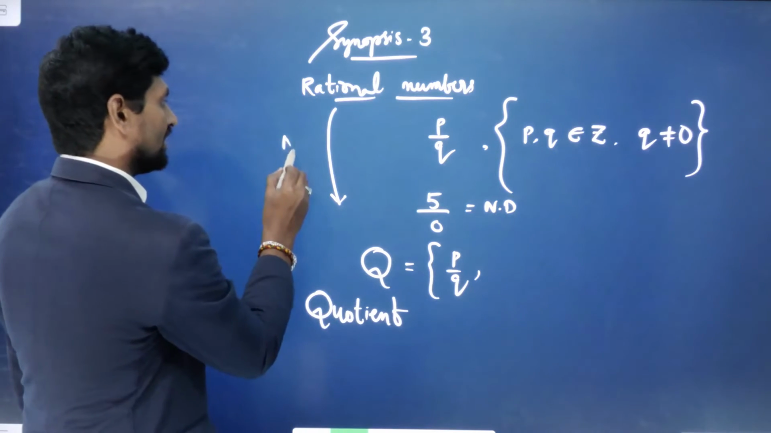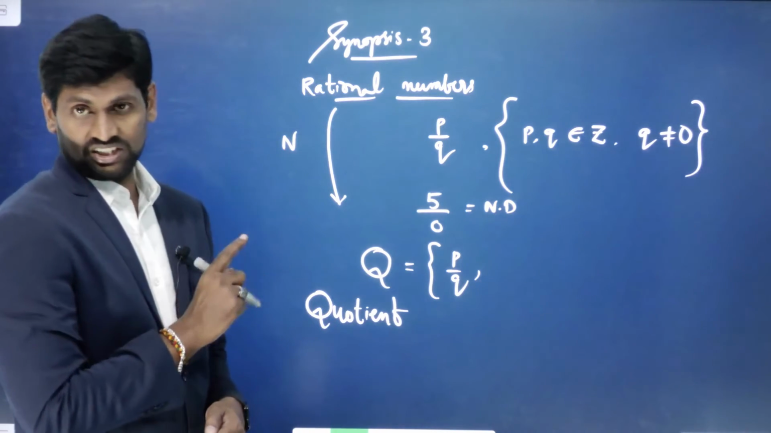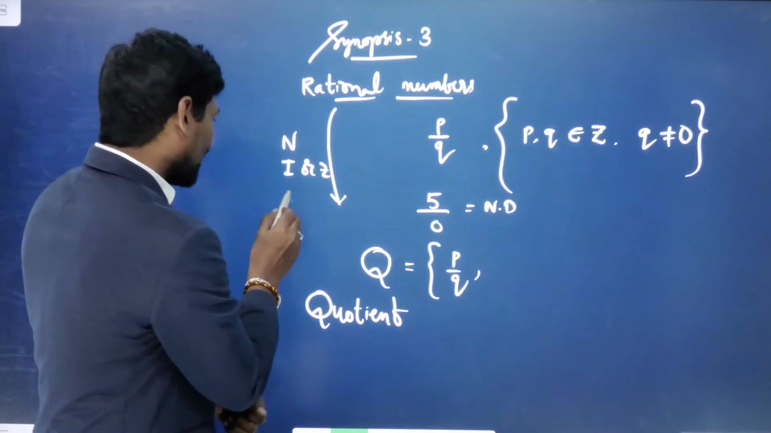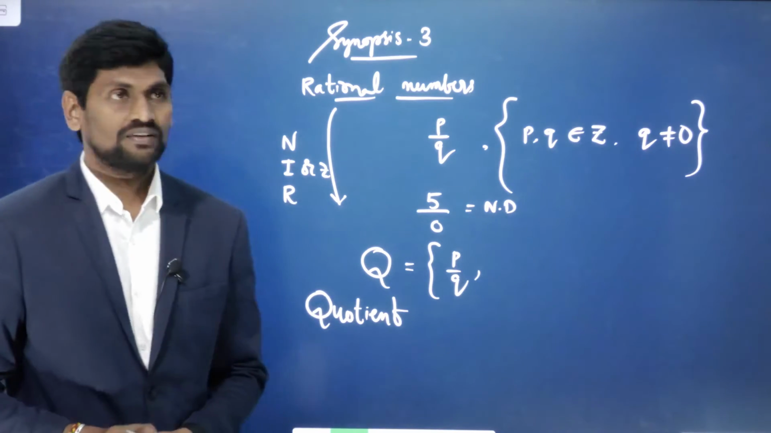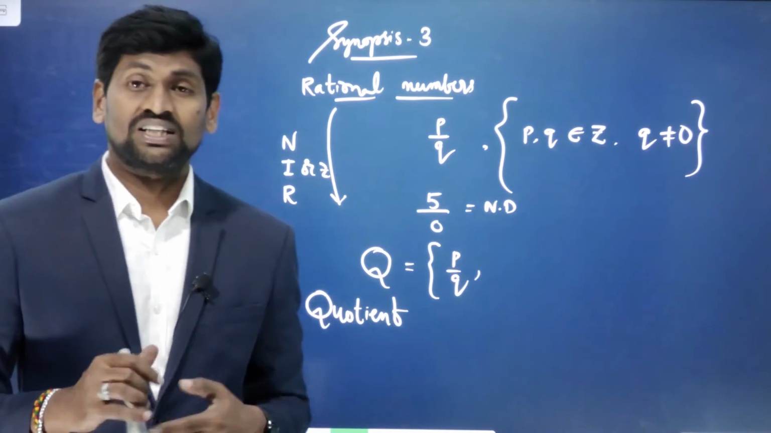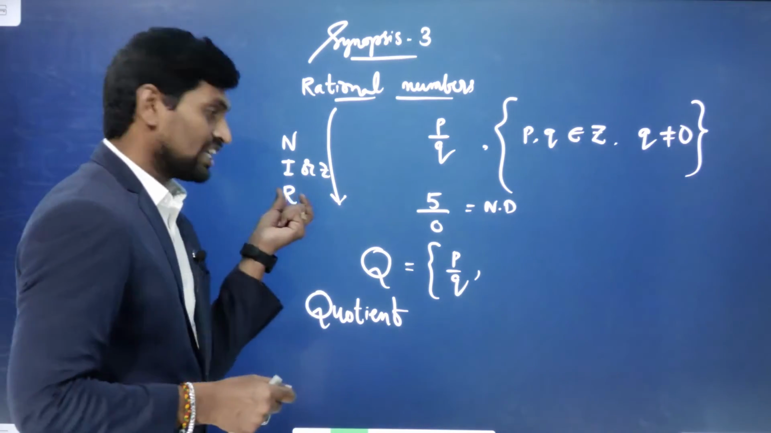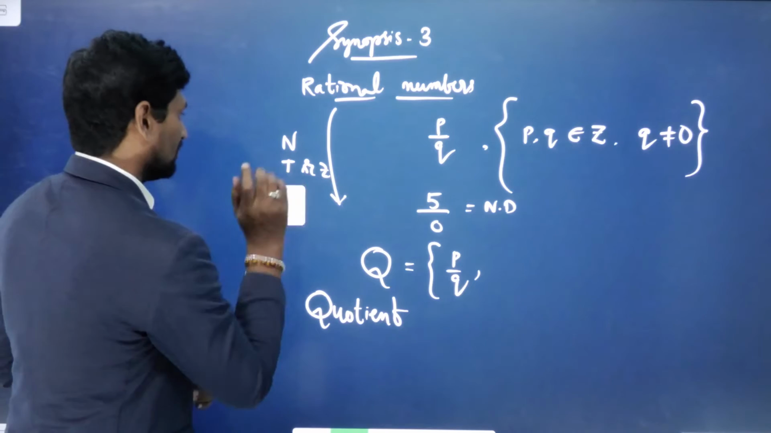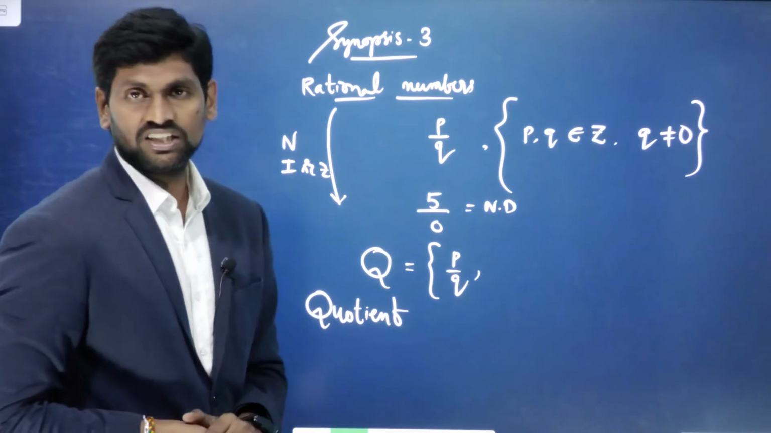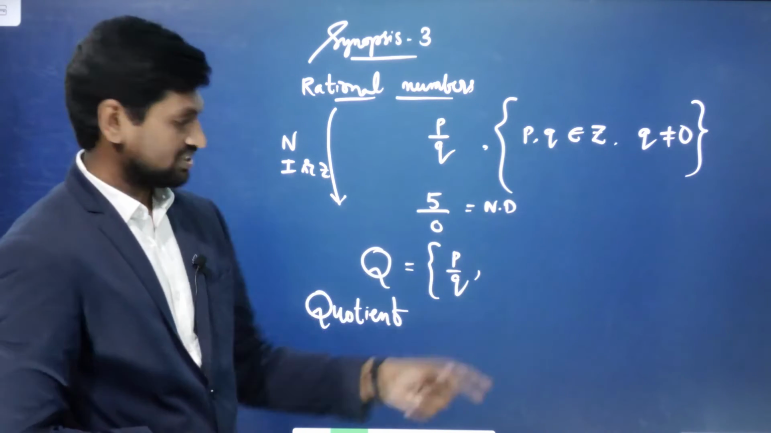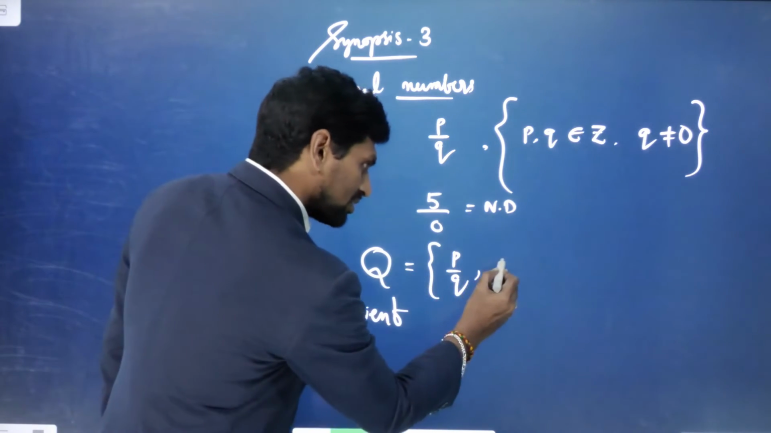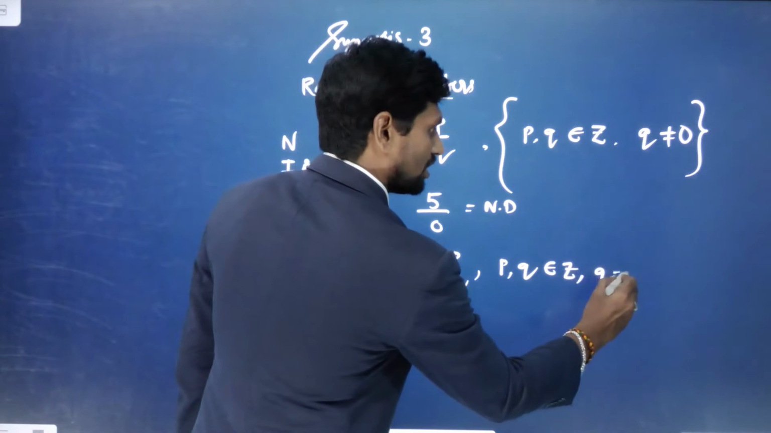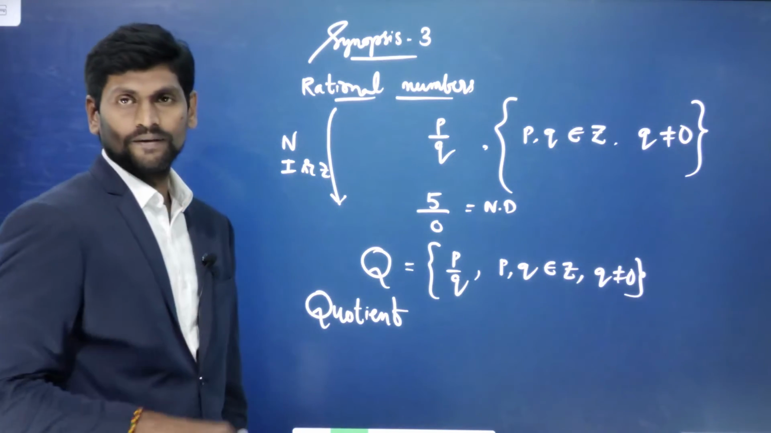Natural numbers are represented with the letter N, as they start with N. Integers are represented with the letter I or Z. But why are rational numbers not represented with the letter R? Because we have another set of numbers starting with R, the real numbers. So we use the letter Q, from quotient numbers, to represent the set of rational numbers. So, Q is equal to the set of numbers in the form of P by Q, where P, Q belong to integers and Q does not equal 0. You should write it like this.